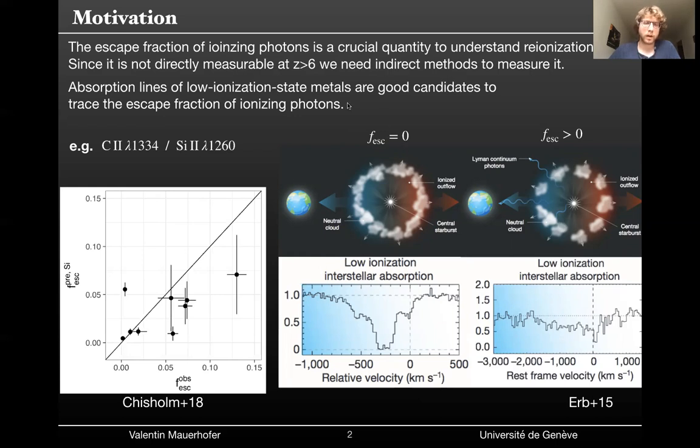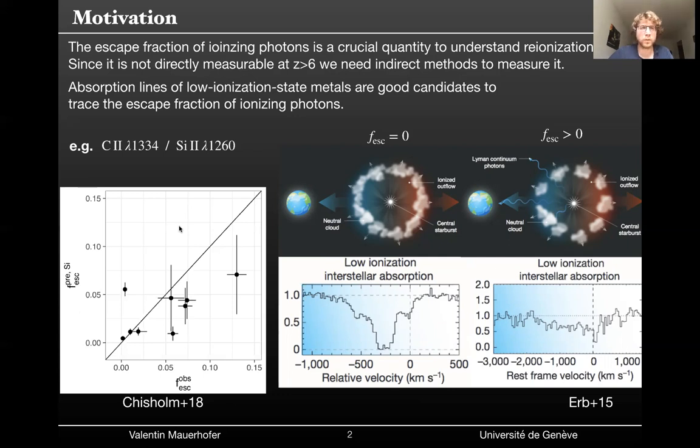There has been work done on this, for example Chisholm 18 and collaborators, where they use local galaxies where they can measure the escape fraction, and they use the silicon absorption lines to try to predict it and then find correlations. So to learn more about that, I will use a simulation to compare the escape fractions and the absorption lines that I find.